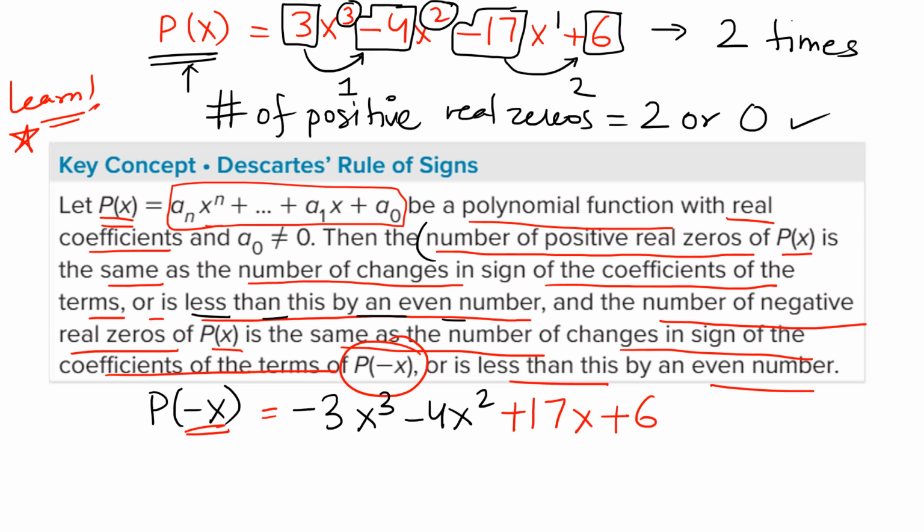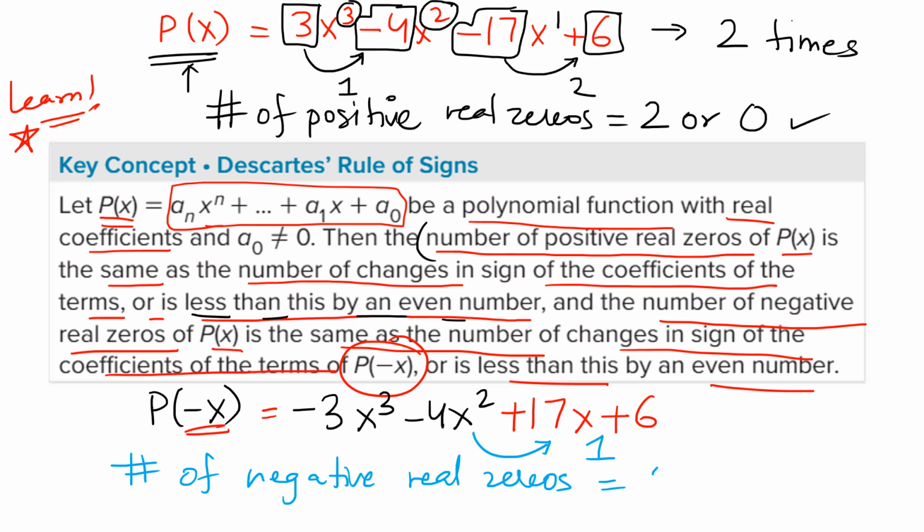Now you count again, do the same thing. How many times does the sign change? Negative to negative, no change. Negative to positive, only one change. So what will be the number of negative real zeros? It will be 1, or it can also be less by an even number. For example, if this was 3, then minus 2 gives 1 also, but here it is only 1, so we cannot go lower.